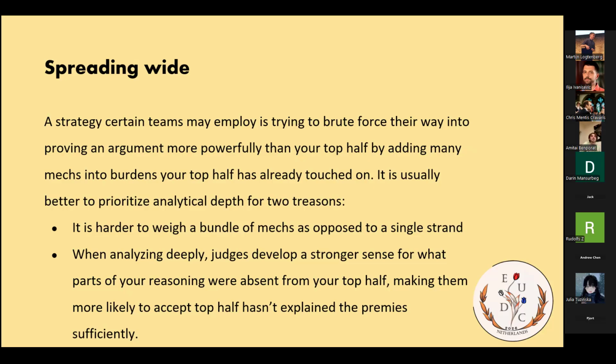So lean towards depth over breadth when you're delivering vertical extensions. The second thing to talk about is lying about what top half has done. On the next slide.